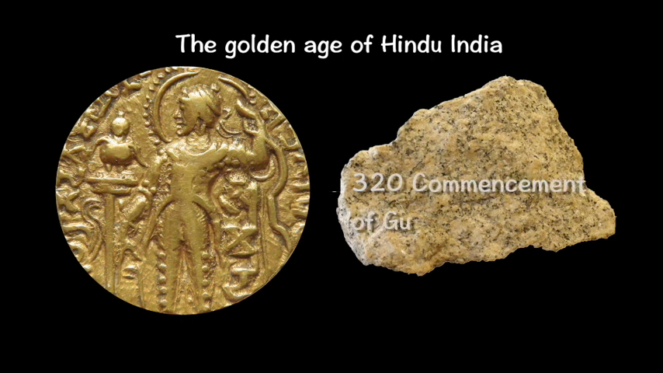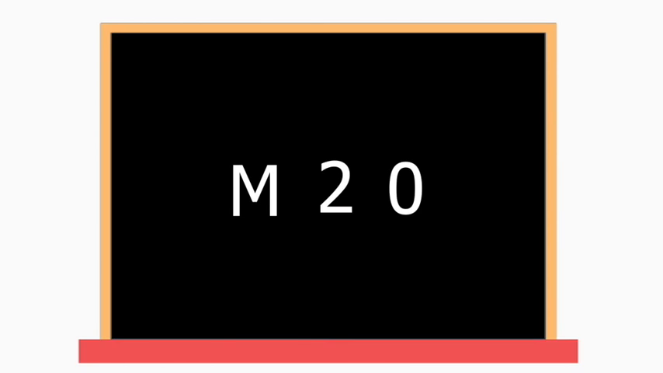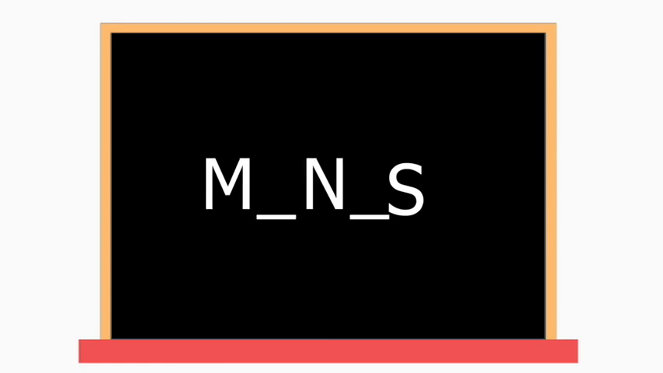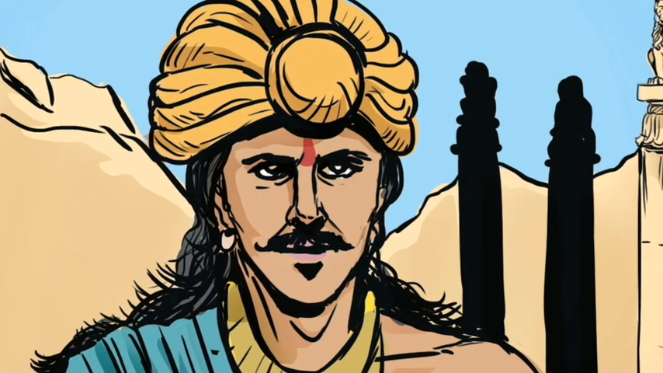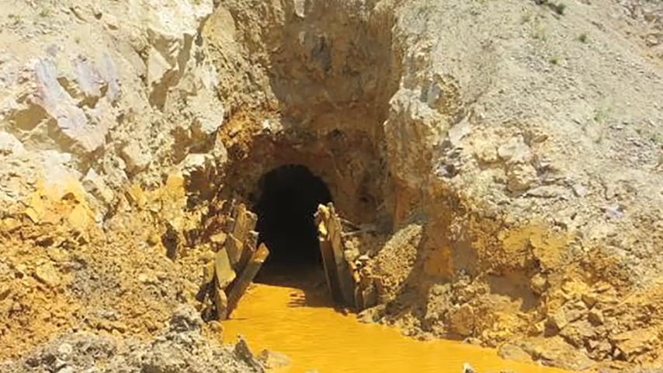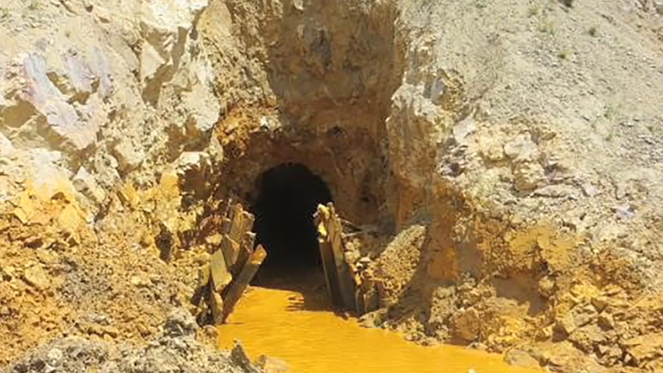320, commencement of Gupta era, the golden age of Hindu India. 3 replaces with M, 2 replaces with N, 0 replaces with S. Create one word with M, N, S. Word can be mines. M-I-N-E-S. Mines. Visualize when Gupta became king, gold is flowing from mines.